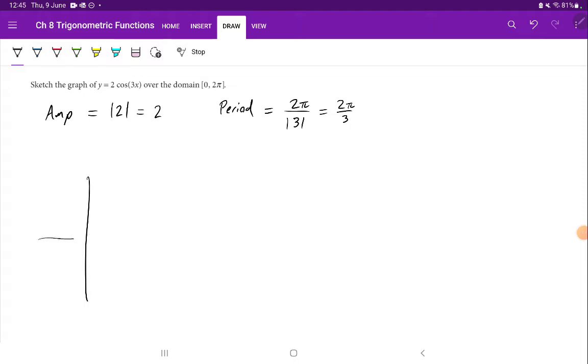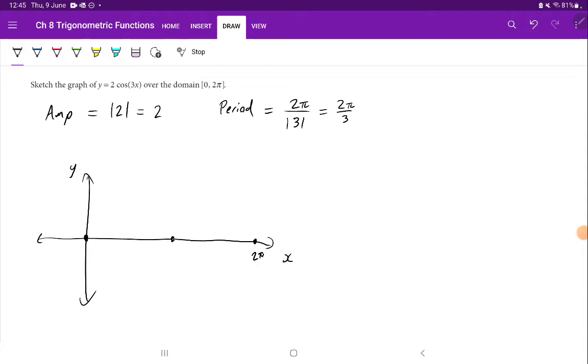I always like to do really long x-axes for these ones. Just think it looks nicer. Although, you know, knowing me, it's not too nice. Now we're going to start at 0, and we need to get up to 2 pi. That's what the domain says. We need to go from 0 to 2 pi. But we know that the period isn't 2 pi, it's actually 2 pi on 3.